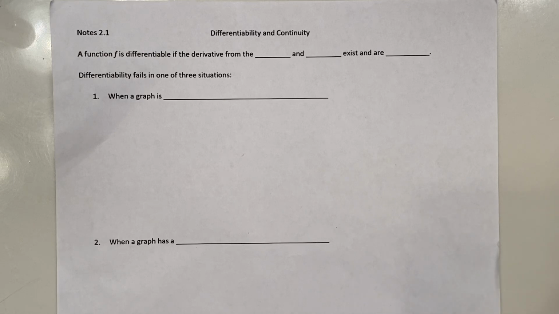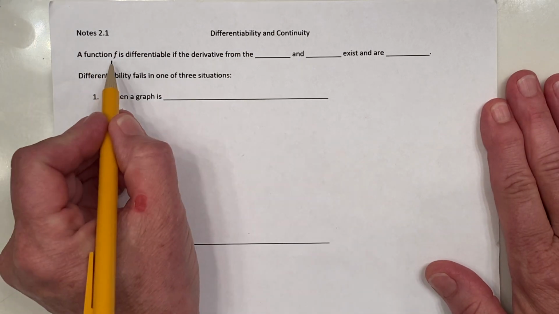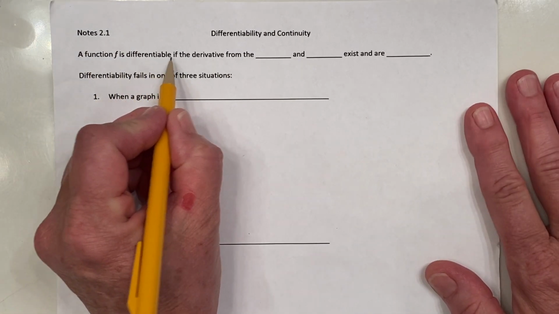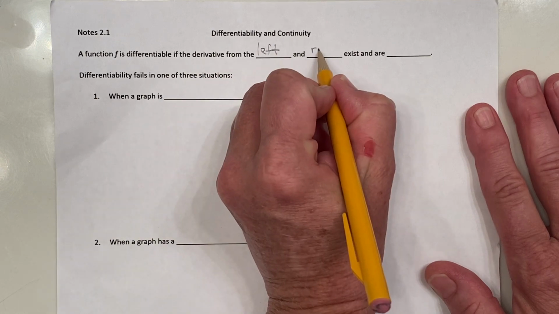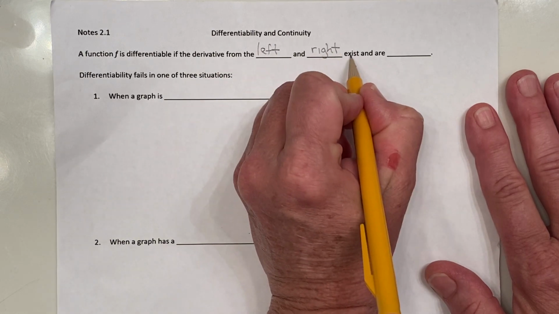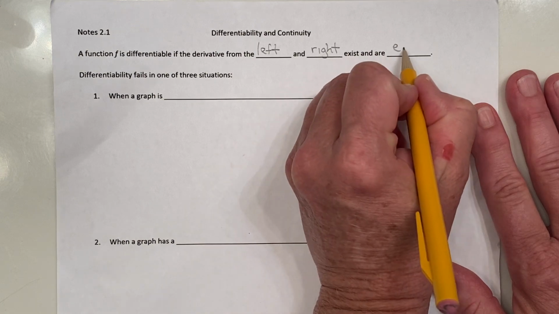In this video, we're going to look at the topic of differentiability and its relationship with continuity. A function f is what we call differentiable if the derivative from the left and right exist and are equal.